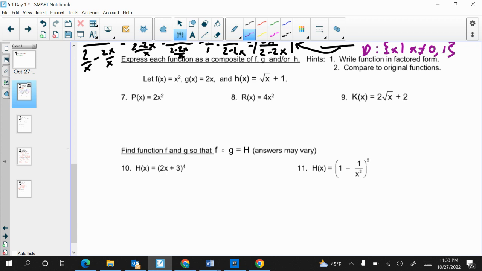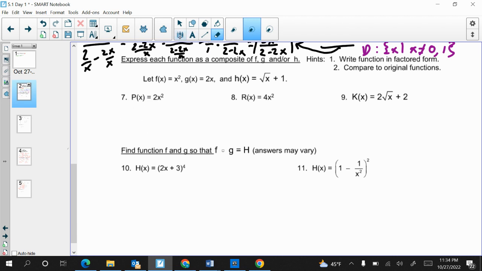Alright, so now this is 5.1, video 2. We're going to kind of go backwards now. Before, we were given two functions, put them together, and found the composition. Now we want to find two functions. So we want to find a function that we could substitute in and get it out.